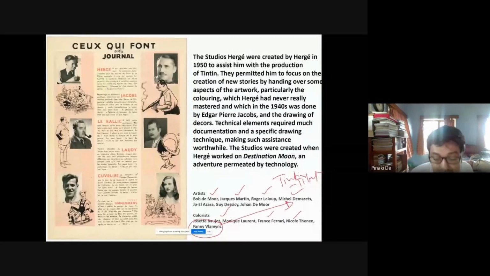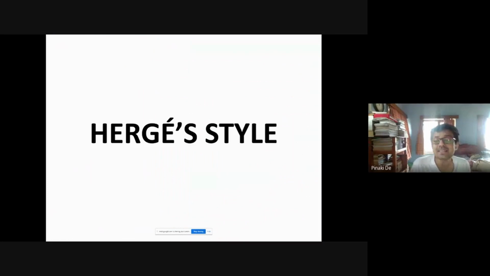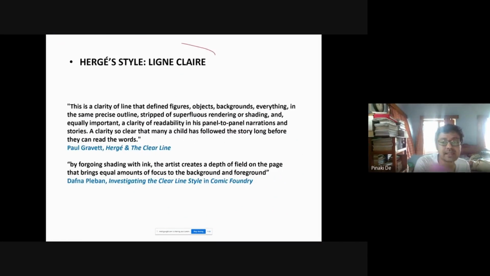Hergé became an industry in itself. Initially he used to do everything by himself, but later a lot of people worked on Tintin. So it became a kind of collaborative work, although the narrative was basically Hergé's own. Now, what is the style of Hergé? You have to understand the style of Hergé is known as ligne claire.